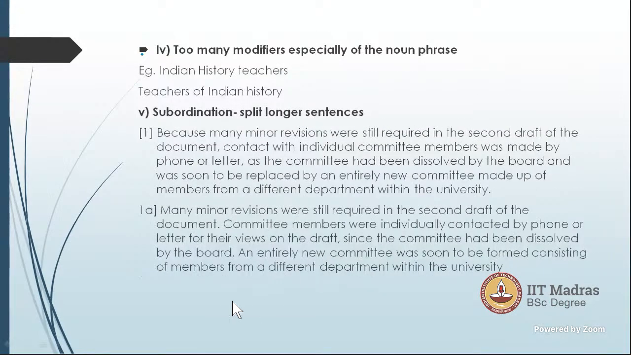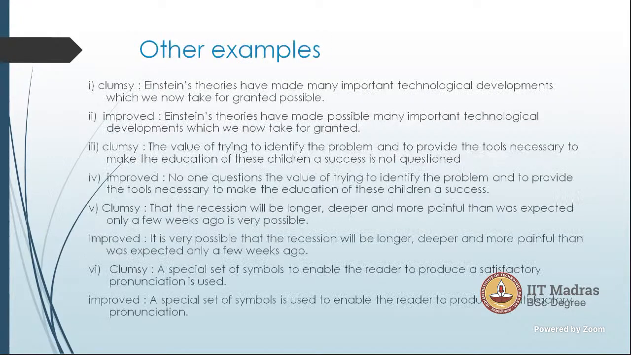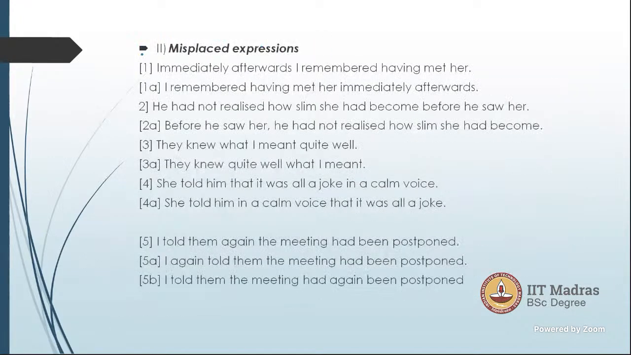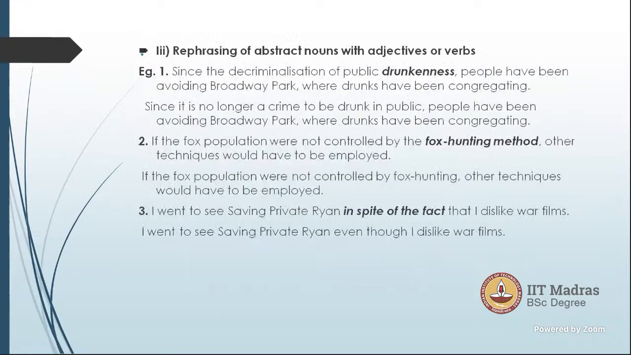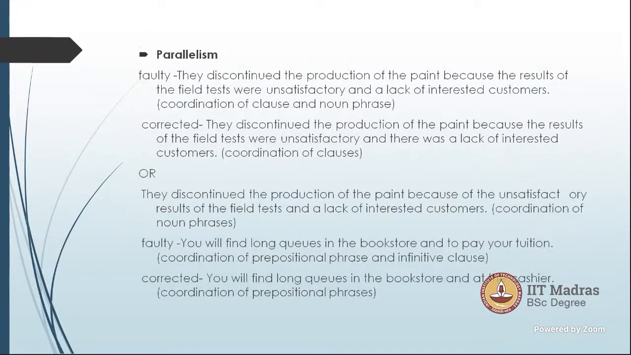Right. So you had five of them here with respect to achievement of clarity. The first one was end weight, right? Placing the longer structures at the end. The second one was misplaced expression. The third was rephrasing of abstract nouns with adjectives or verbs. Fourth was avoiding too many modifiers with the noun phrase. Fifth was subordination. Now, this one, parallelism, we had already discussed this while we were discussing style before.